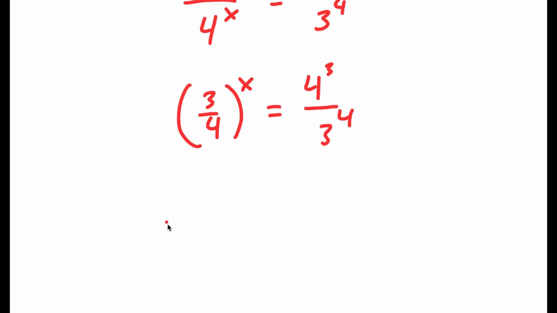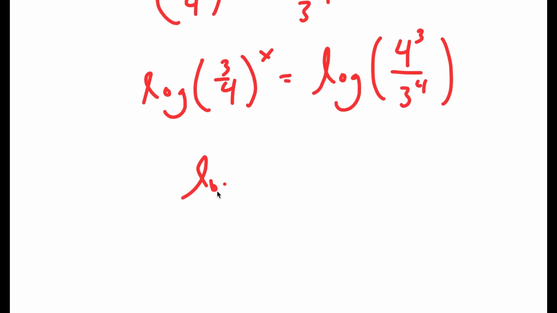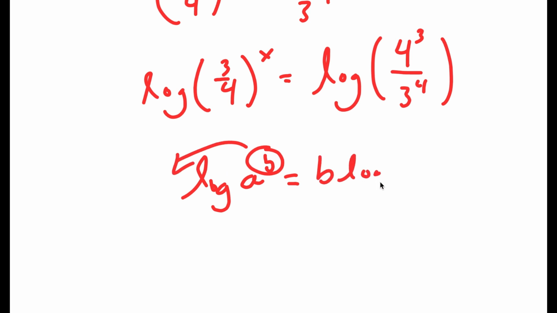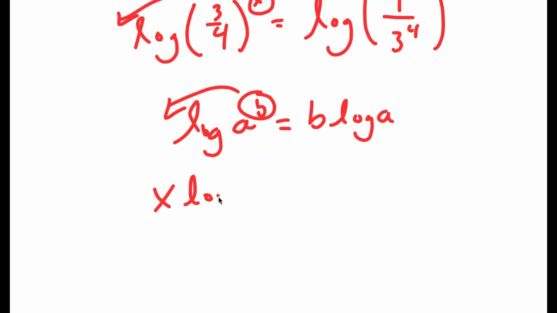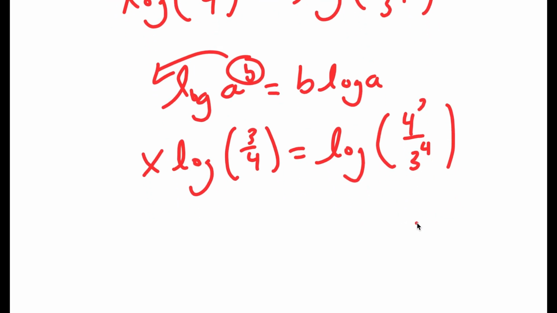And now I'm going to take the log on both sides. So I have log 3 over 4 to the power of x is equal to log 4 to the power of 3 over 3 to the power of 4. Now if I have something in the form log a to the power of b, I can move this exponent b to the front. So it's going to equal b times log a. So in this case, I have log 3 over 4 to the power of x, and I can move x to the front. So I get x times log 3 over 4 is equal to log 4 to the power of 3 over 3 to the power of 4.